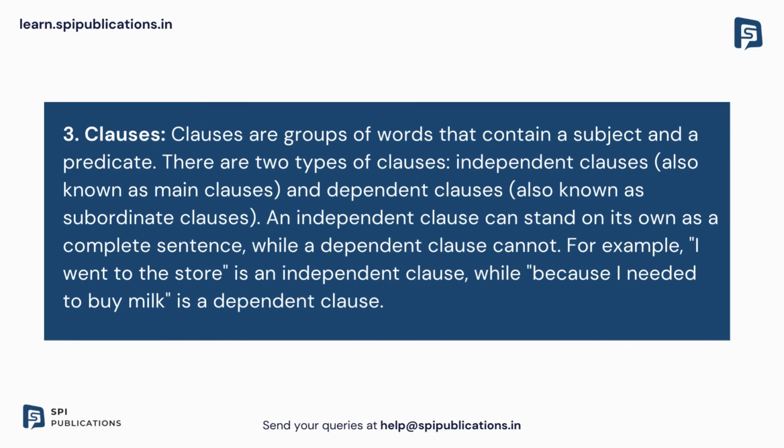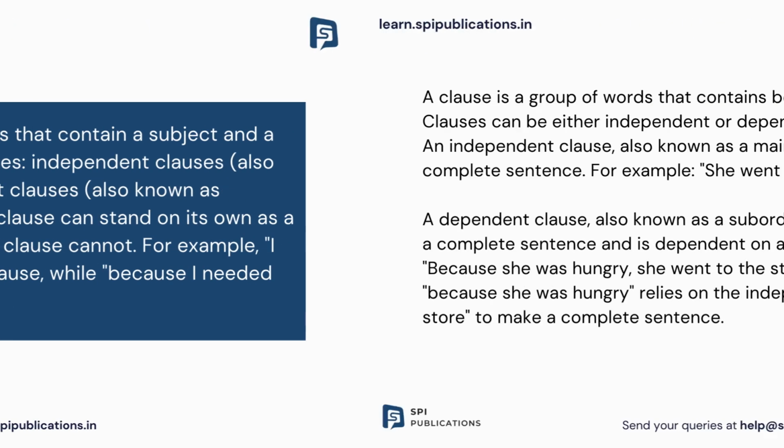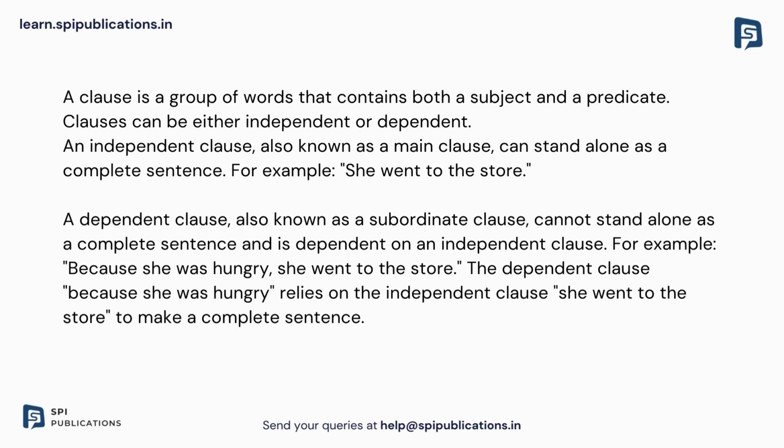3. Clauses. Clauses are groups of words that contain a subject and a predicate. There are two types of clauses: independent clauses, also known as main clauses, and dependent clauses, also known as subordinate clauses. An independent clause can stand on its own as a complete sentence, while a dependent clause cannot. For example, "I went to the store" is an independent clause, while "because I needed to buy milk" is a dependent clause.